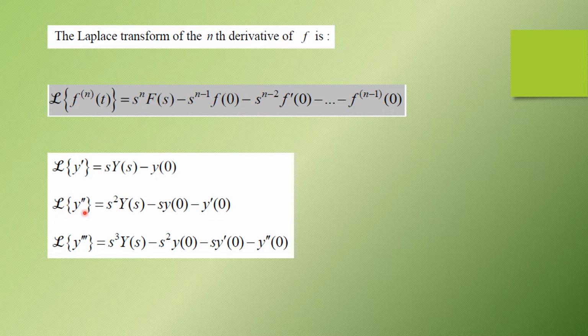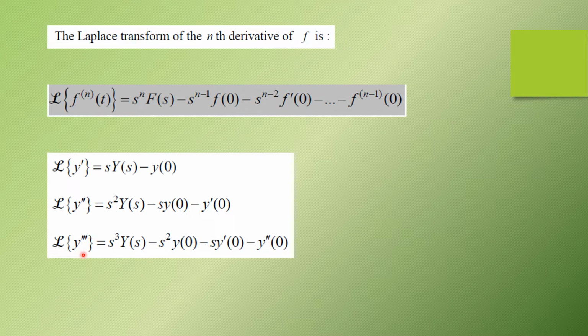Laplace transform of y double prime: this time n equals 2, so s squared Y(s) minus s to the power of 2 minus 1, which is s to the power of 1, s multiplied by y of 0, minus, and the next one will be s to the power of 2 minus 2, which is s to the power of 0, which is 1, times y prime of 0. So this will be the last term for the formula of the Laplace transform of y double prime. In this term, there's no more s involved, and the order of derivative of y is 1 less than the order of derivative of the given function.